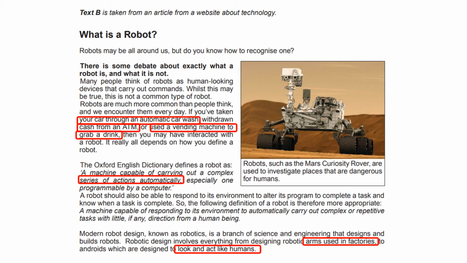Robots, such as the Mars Curiosity rover, are used to investigate places that are dangerous for humans. That is another application of a robot. So far what we've done is we've read a text, we've picked out the bits that we need, highlighted them, and ignored everything else. What essentially we've done is we've changed this text into this. We've just picked out what we need, everything else does not have a place in our answer.